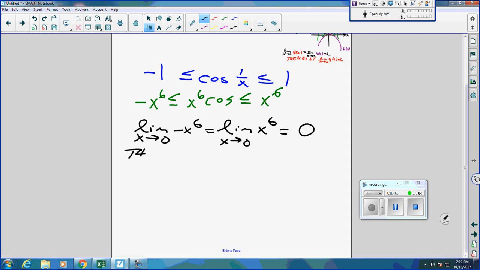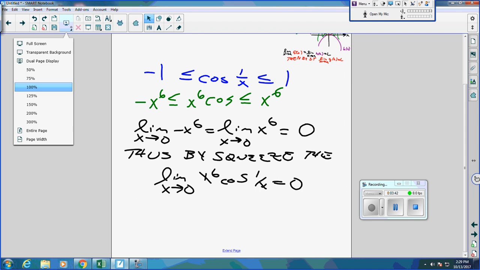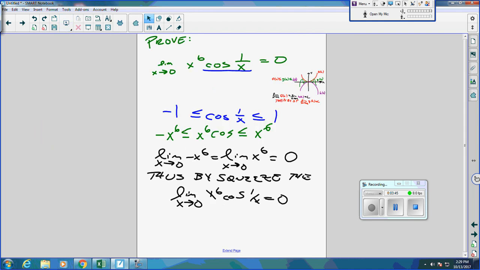Thus, by squeeze theorem or sandwich theorem, I don't care which way you call it, the limit as x approaches 0 of x to the 6 cosine of 1 over x equals 0, because everybody, we have shown that we have sandwiched our function between two known functions. We have shown the limit of those two known functions goes to a value, and thus the value between, which matches the very beginning of the problem. If I go to an entire page, boom. If you like, throw me a little box at the bottom, a little geometry.